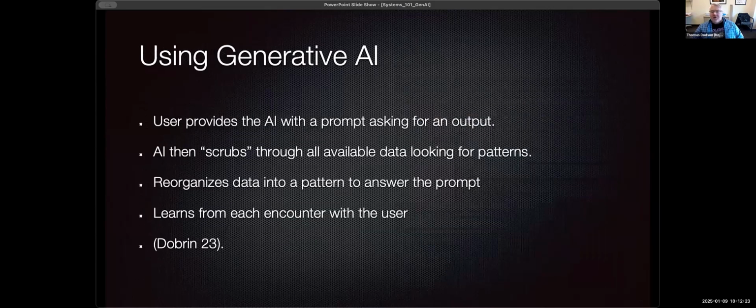So using generative AI pretty much works the way that I've demonstrated with ChatGPT. You provide the AI with a prompt asking for an output. The AI then scrubs through all the available data that it has looking for patterns. It reorganizes that data into a pattern to answer the prompt, and it learns from each encounter it has with a user.